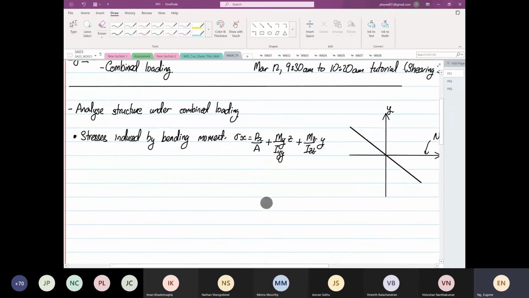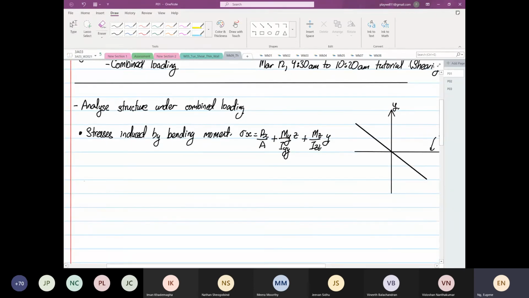The next one is shear stress or stresses. Okay, so probably I put this normal stress.